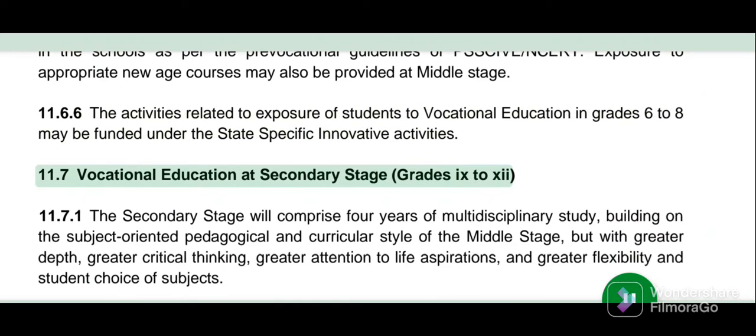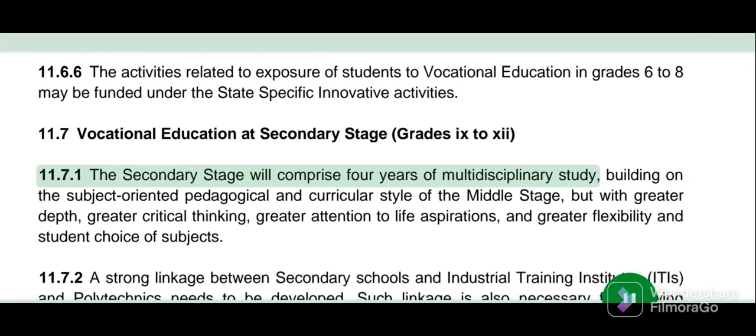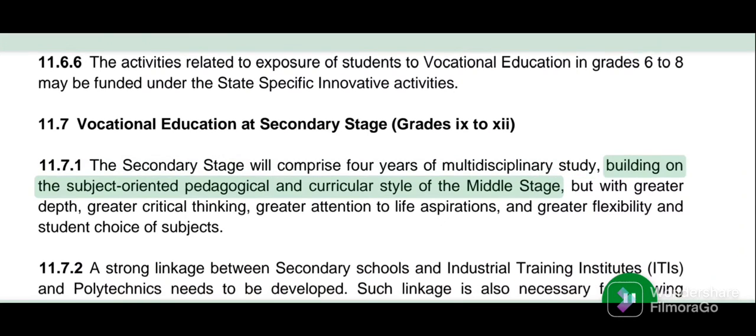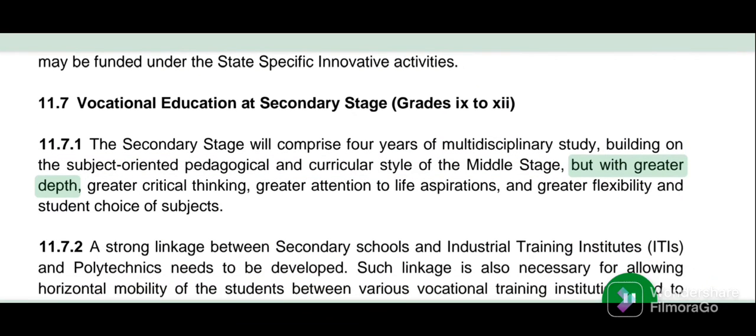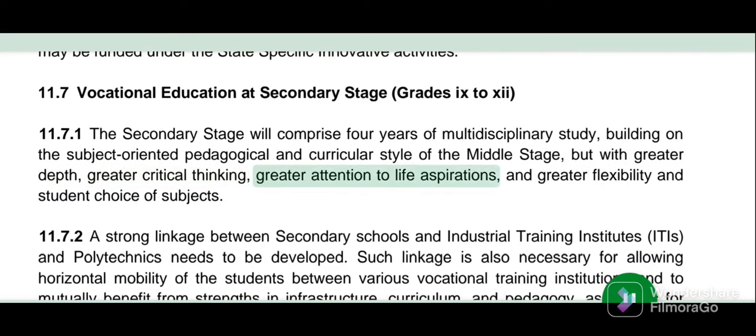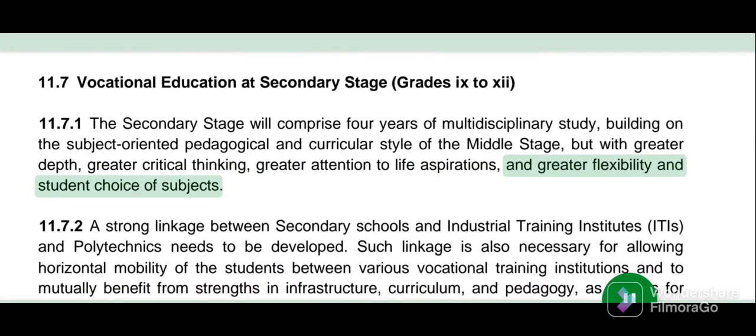11.7 Vocational education at secondary stage, grades 9 to 12. 11.7.1 The secondary stage will comprise 4 years of multidisciplinary study, building on the subject-oriented pedagogical and curricular style of the middle stage, but with greater depth, greater critical thinking, greater attention to life aspirations, and greater flexibility in student choice of subjects.